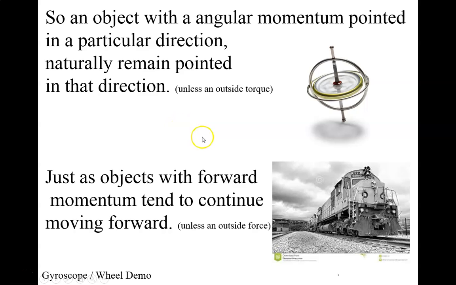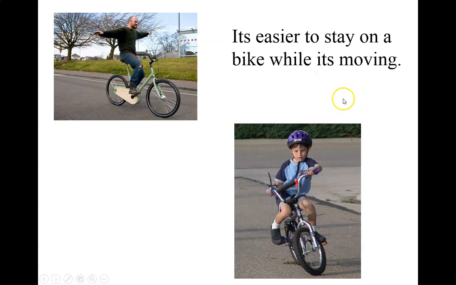Objects that have momentum resist changing what they're doing. A speeding train has a lot of momentum. It's very hard to get it to go back the other way. In the same sense, objects that have a lot of rotational momentum will also resist changing the way that they're pointed. Just like the train doesn't want to go a different direction, this gyroscope doesn't want to go a different direction because of its rotational momentum.